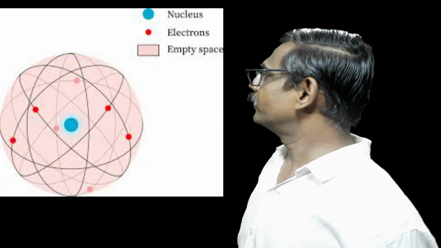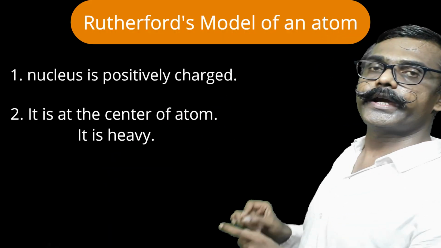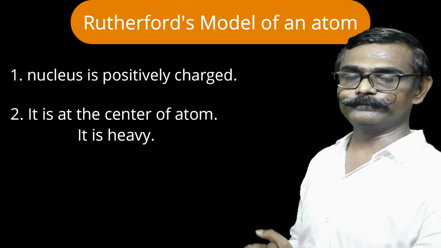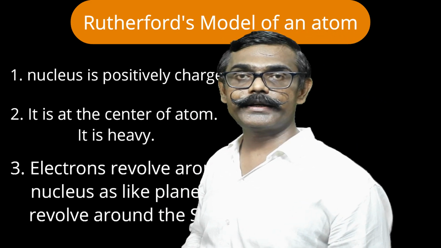Okay, so what is the model proposed by Rutherford? Point number 1: the nucleus is positively charged. Point number 2: it is located at the center of the atom. It is heavy, and electrons revolve around the nucleus just as planets revolve around the sun. Due to the work of Rutherford, the scientific community got its first insight into the structure of the atom. Till then they did not exactly know what the atom was like.